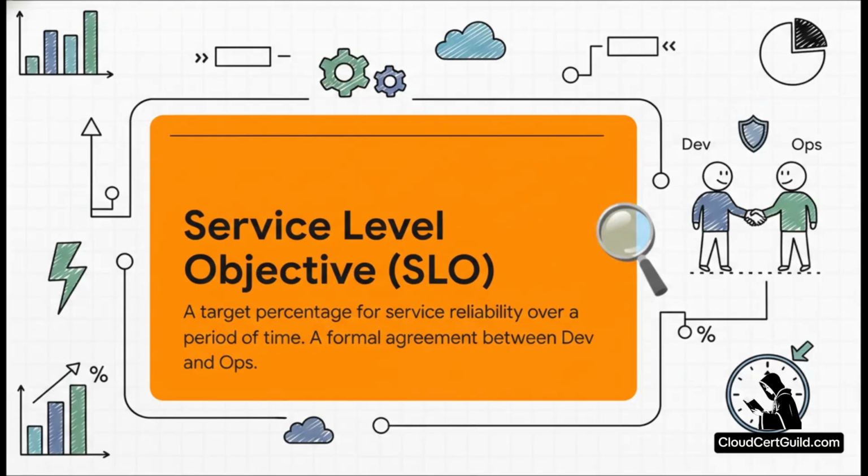So how do you manage that tension? How do you find a balance? You do it with a formal agreement. It's called a service level objective, or SLO for short. It's a specific, measurable target for how reliable your service needs to be. For example, agreeing to 99.9% uptime. It's a number, it's black and white, it's a goal everyone can see and work towards together.